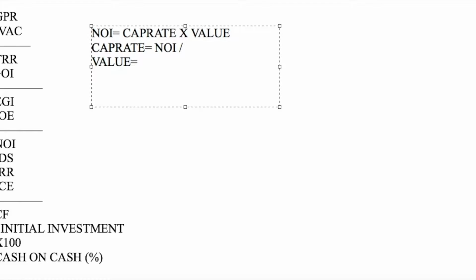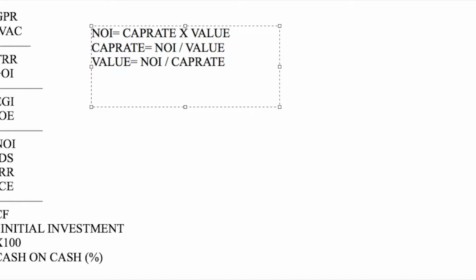I'm doing a voiceover because my screen won't record my voice at the same time. And then value is NOI divided by cap rate. So really easy. Cap rate and value are both NOI divided by whatever the opposite one is. So just remember these three terms: NOI, cap rate, and value.